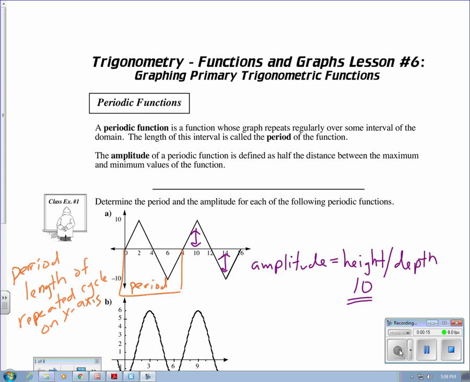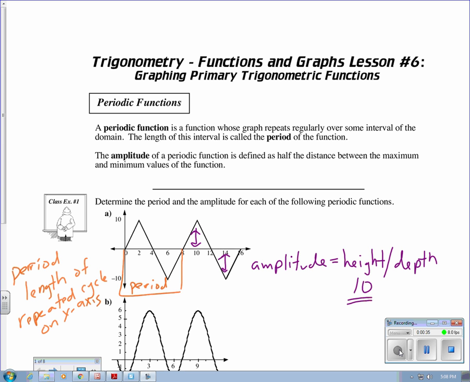They are graphs that are known as periodic functions. A periodic function is a function whose graph repeats regularly over some interval of the domain. The length of this interval is called the period. Physics students, I'm sorry, there's another variable that's called the same thing, period.